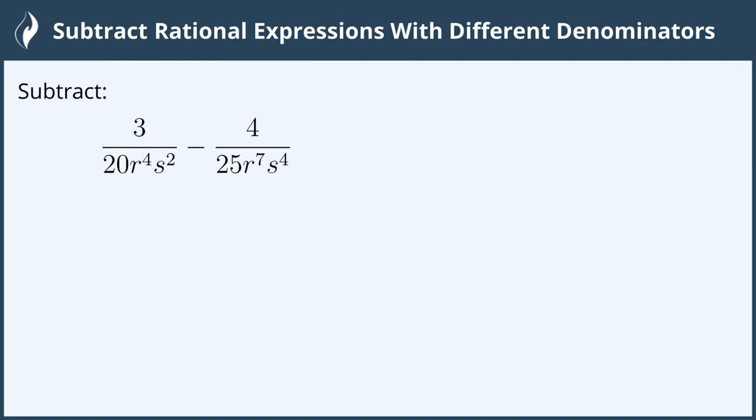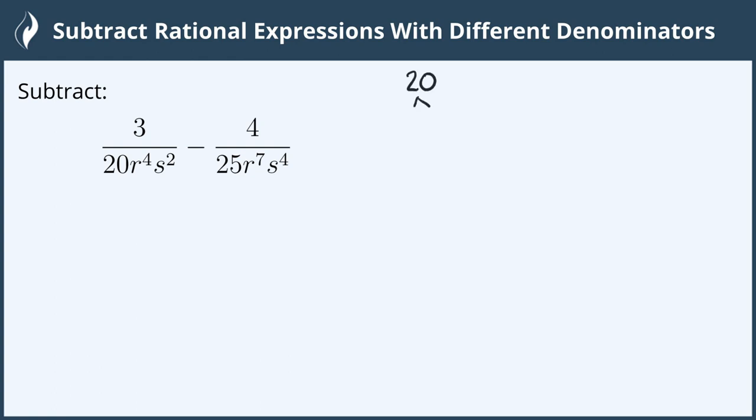Hi everyone! In this video we will subtract rational expressions with different denominators. Here we have two denominators, and the best way to find the lowest common denominator is to factor each of them. Because they are just monomials, we're going to factor just the numbers.